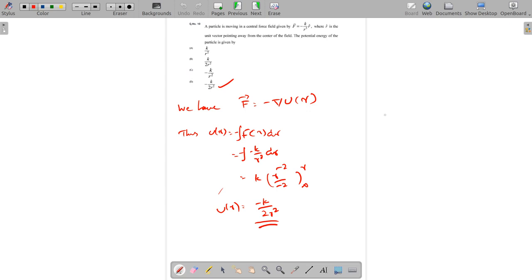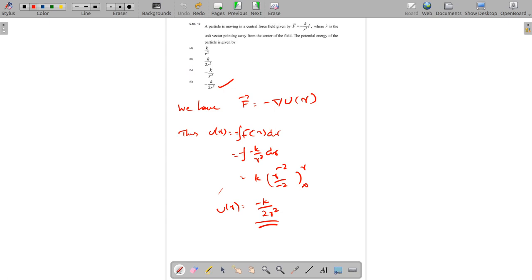So basically you bring a particle, if you remember, like in the case of gravity, from infinity to a far away point r. That's how you define your potential energy. That much work is done against the force. So you just integrate the given force.